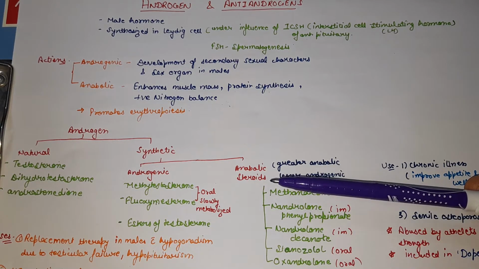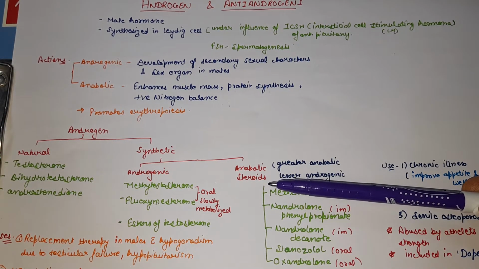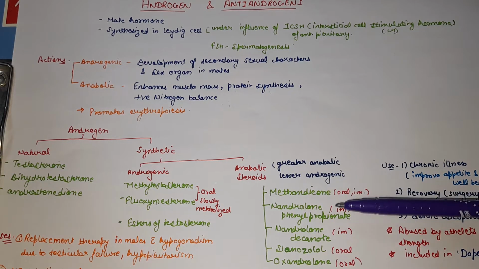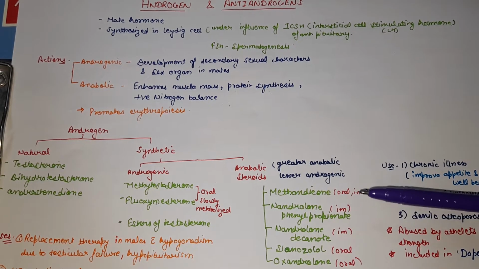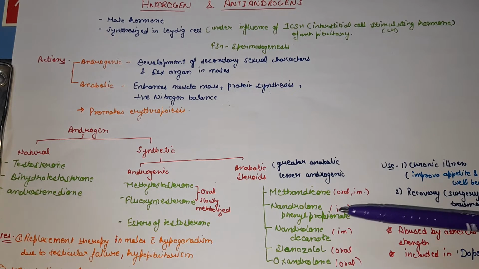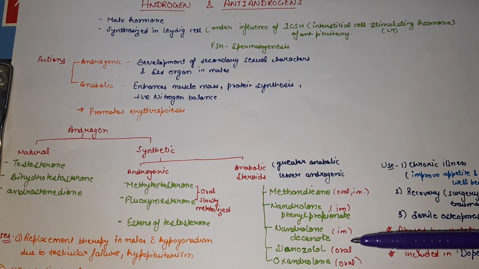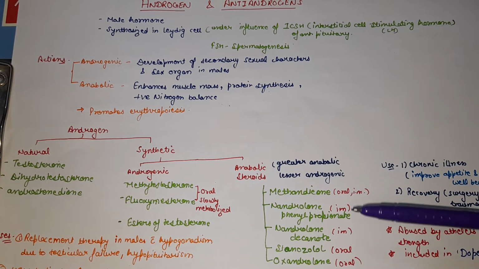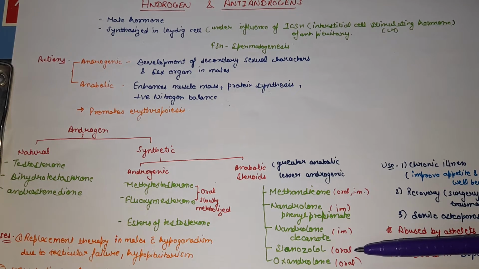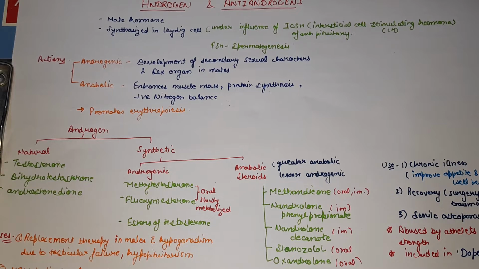And the anabolic steroids, which have greater anabolic action and lesser androgenic action, include methandienone. It is given by oral or intramuscular route. Next is nandrolone phenylpropionate, given by intramuscular route. Then nandrolone decanoate, given by IM route. Then stanozolol, that is given by oral route, and oxandrolone, that is given by oral route.